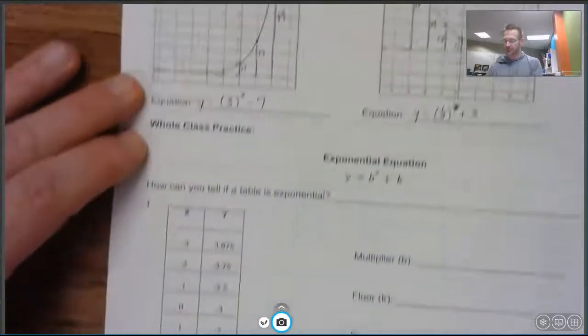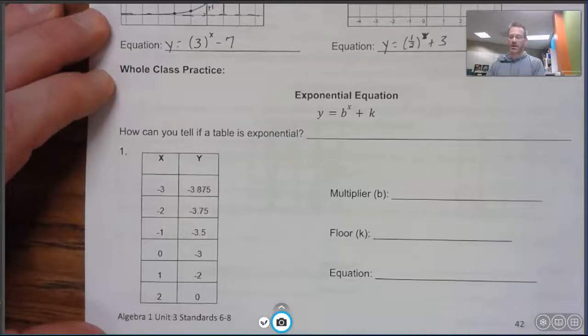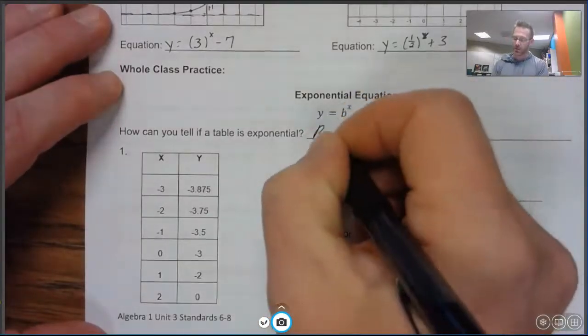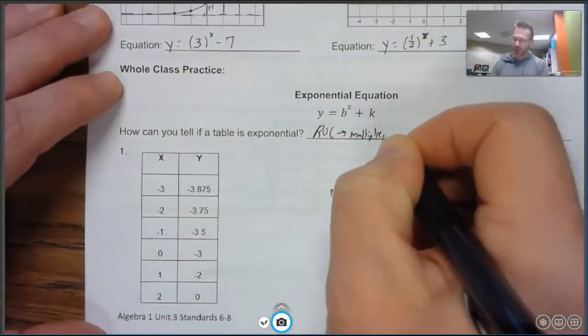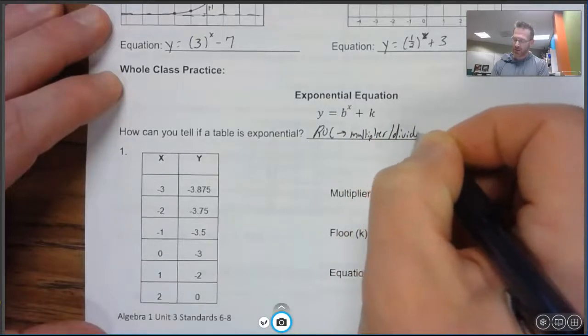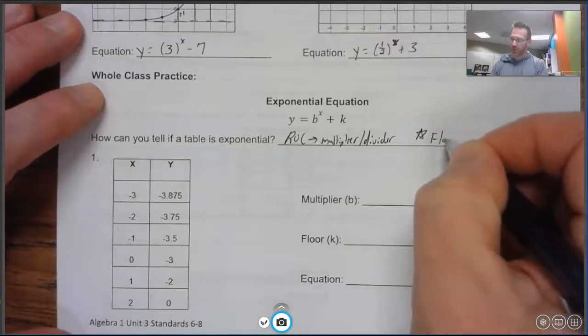So now, moving to tables. Standard 6.4: how can you tell if a table is exponential? A couple things. The rate of change involves a multiplier or divider. The other big hint was the floor.